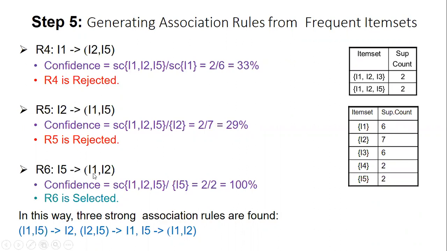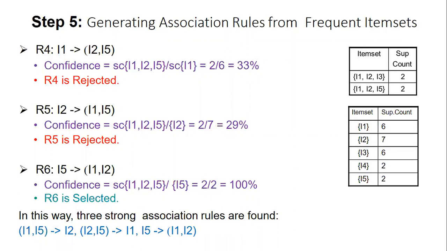If I5 is purchased, what is the chance of purchasing both I1 and I2? It is 100%. You can see the counts and all the calculation. So R6 is selected. In this way, we have come up with the 3 association rules. That is, I1, I5 tends to I2. If I2, I5 is purchased, then there is a 100% chance that I1 is also purchased. If I5 is purchased, then I1, I2 is also purchased, 100% chance. So this is a strong association. This is how we have to do it.